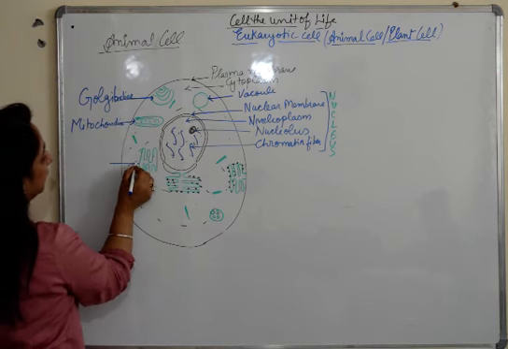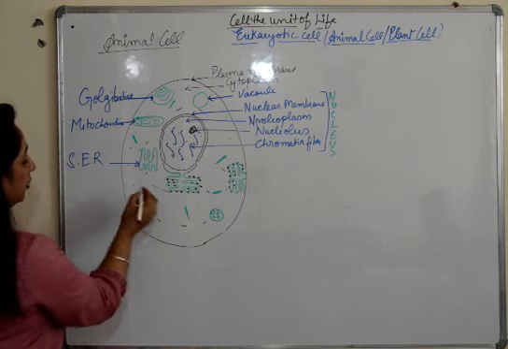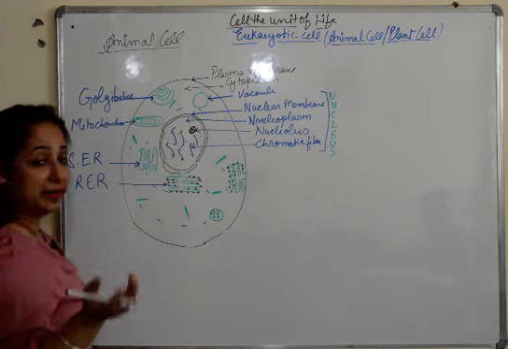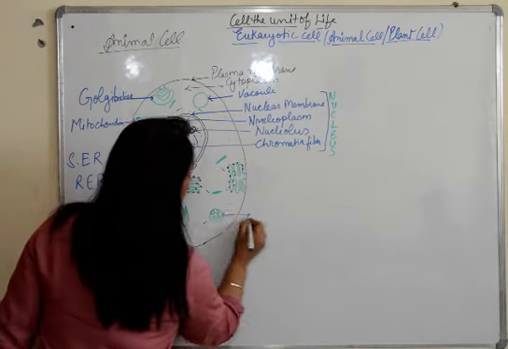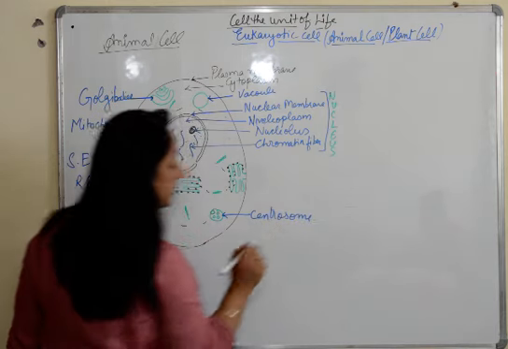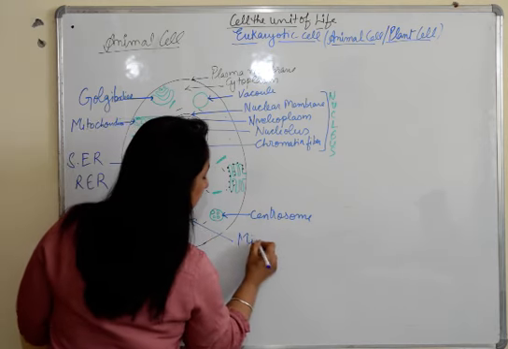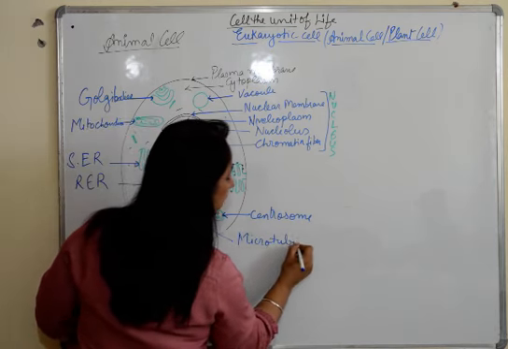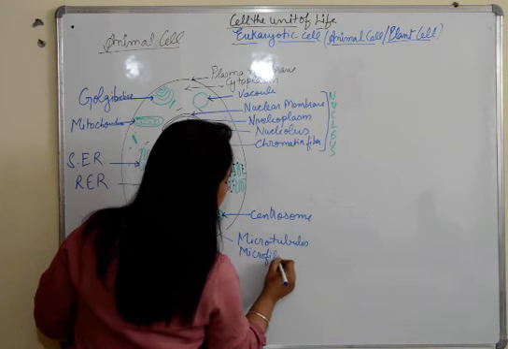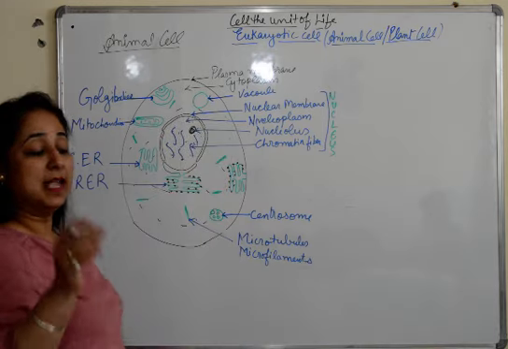Then we have the smooth ER or endoplasmic reticulum, and we have the rough ER or rough endoplasmic reticulum. Centrosome, which helps in cell division, and scattered we have microtubules and microfilaments. There is a difference between microtubules and microfilaments.